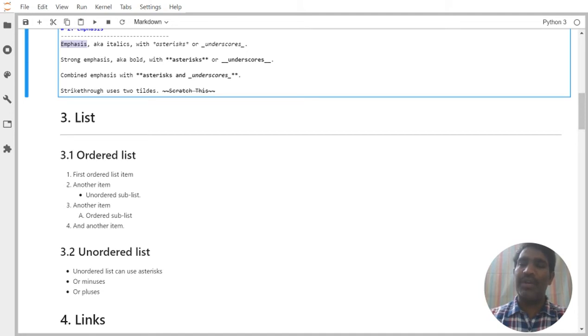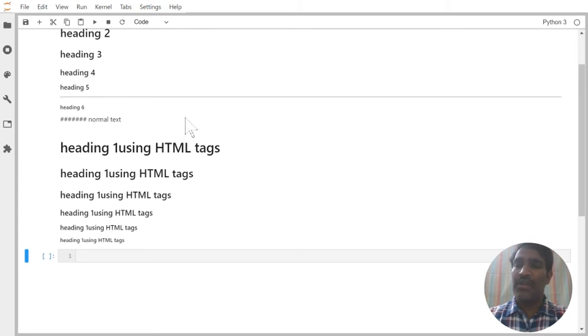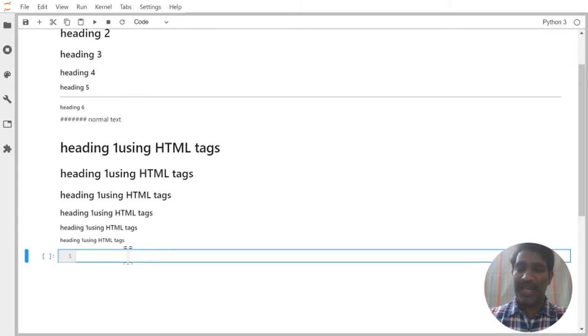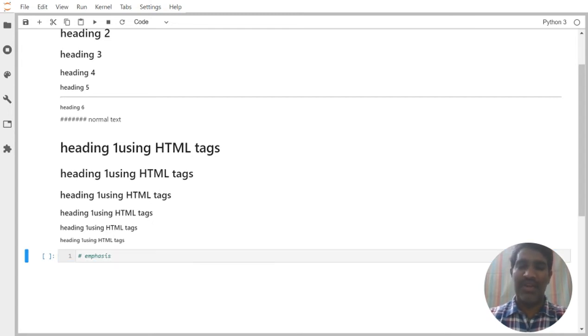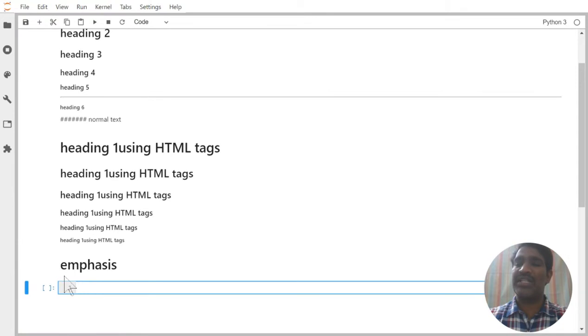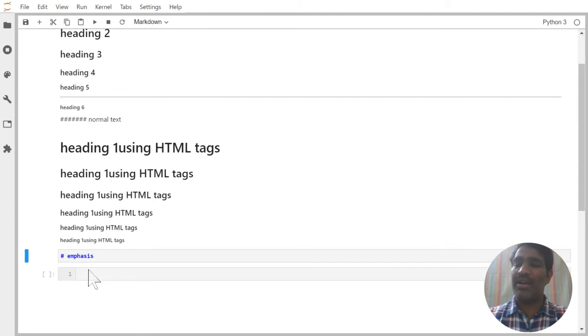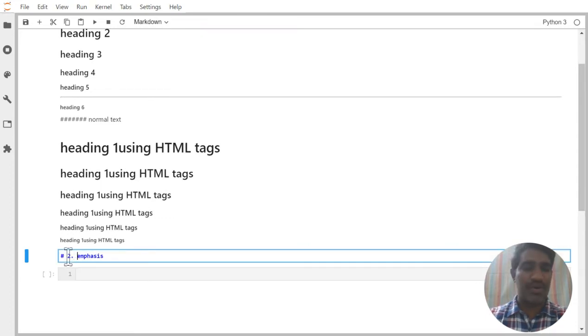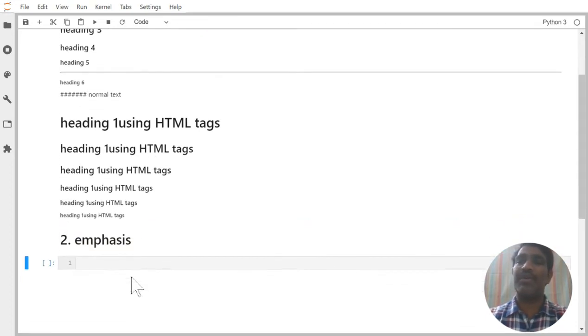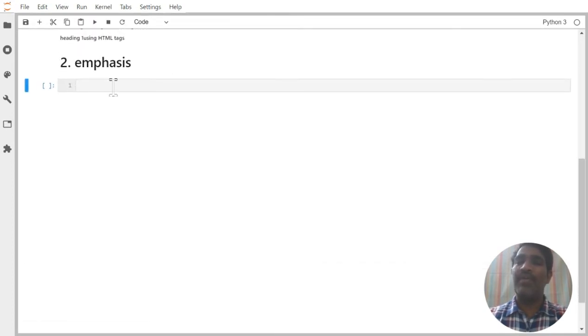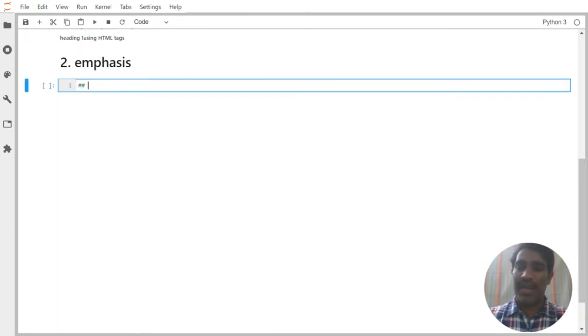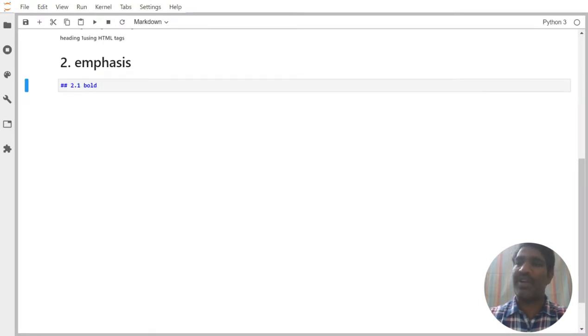Let us see how we can do this practically. I am trying to write importance, technically called emphasis. This one I want as a heading, so I used a single hash and then wrote the heading. So in the Markdown language, the second point we are learning about is emphasis. We learned the first point is about headings. Now I want to write bold, let's say subheading 2.1. This is bold, for example.